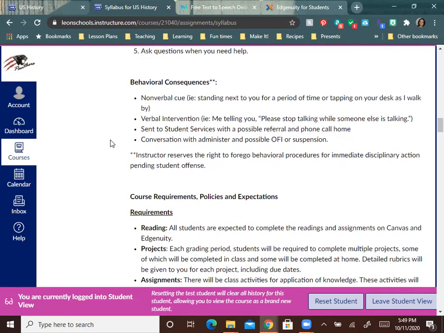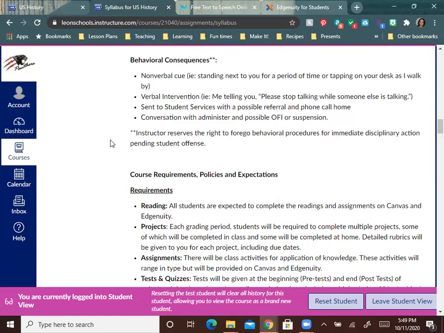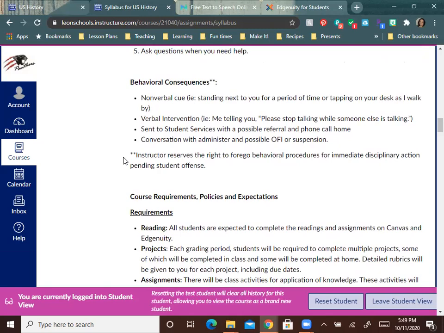Our behavioral consequences within the classroom, within brick and mortar. A nonverbal cue, such as standing next to you for a period of time or tapping on your desk as I walk by. A verbal intervention, such as me telling you, please stop talking while someone else is talking. Then you'll be sent to student services with a possible referral and a phone call home, and a conversation with an administrator or possible OFI or suspension. And if the behavior is a serious breach of school rules, such as fighting, I reserve the right to forego behavioral procedures. So I'd skip the nonverbal cue and the verbal intervention and send you directly to student services.